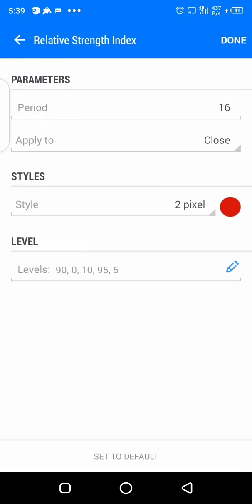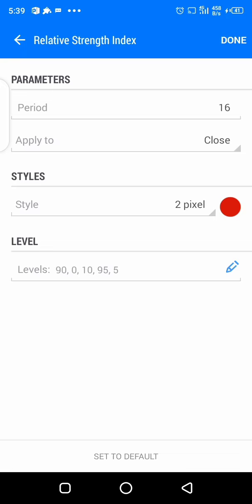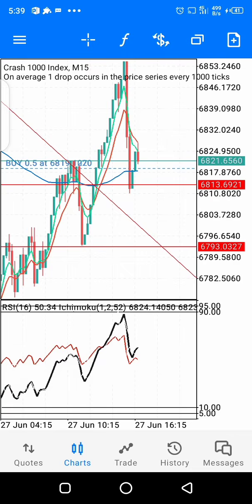The color there is red. We have the levels here: we have 90, we have 10, we have 95, and we have 5. Don't ignore the 0 you have there. Okay, 90, 10, 95, and 5. You go back and click on done.